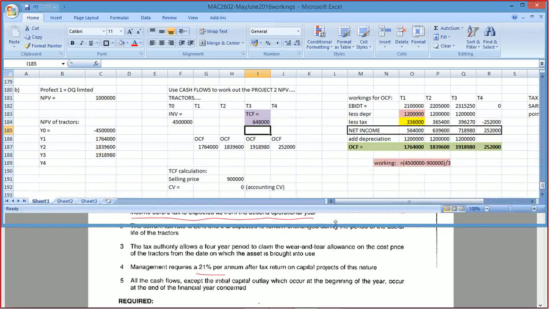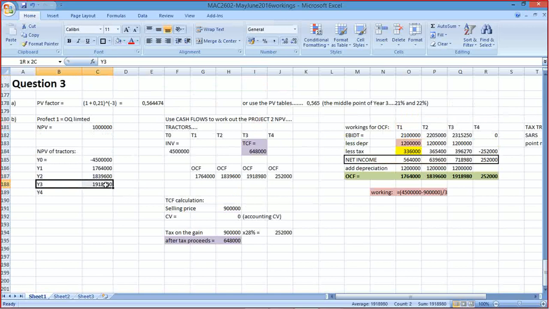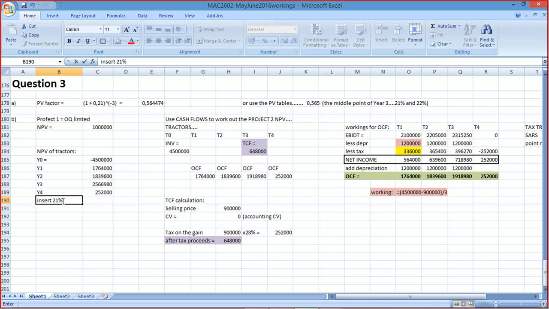Alright, so now we can go back and calculate the year 3 cash flow. Year 3 cash flow would be the OCF here plus the terminal cash flow. And then in year 4, you're only going to have OCF as a benefit. Okay, there's your cash flows. Right, insert 21% and solve for NPV. See that? Yes, sir.